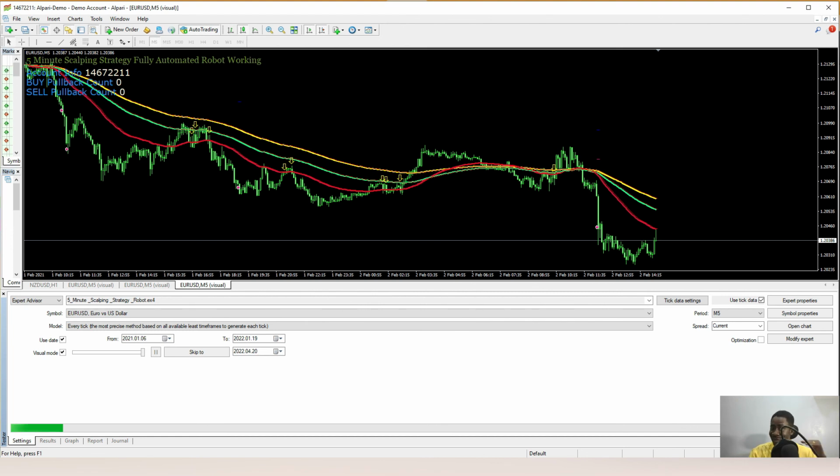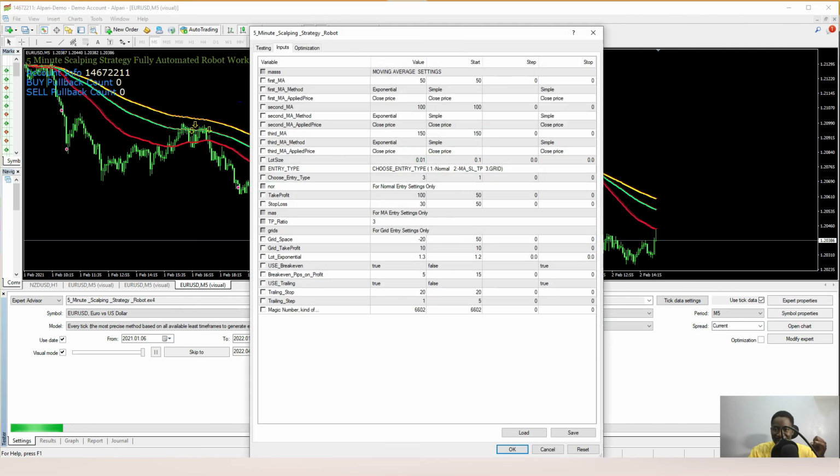But I really love this grid strategy. I really love it because I can use my break even, I can use my trailing stop, and I can use my grid area here. All these three combined together, it's printing money consistently.